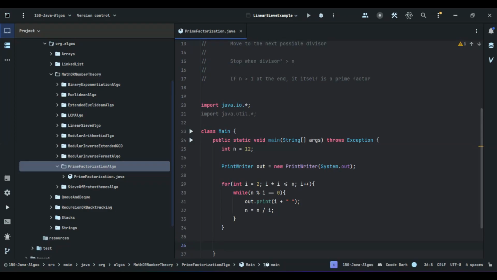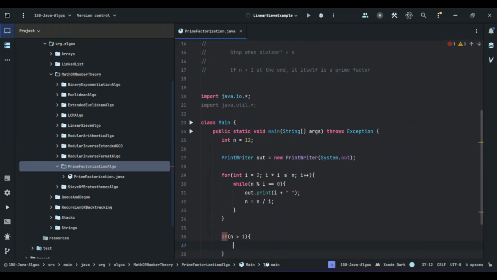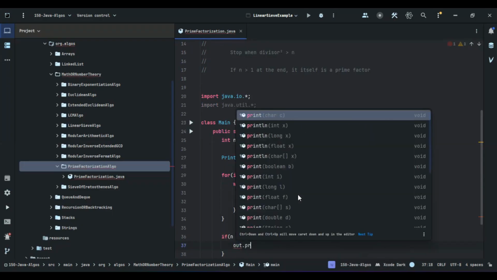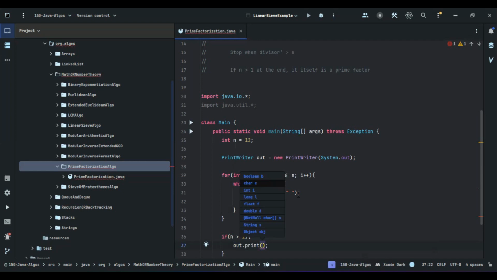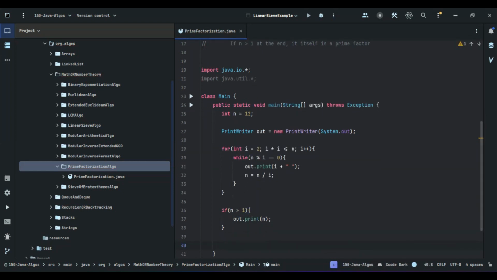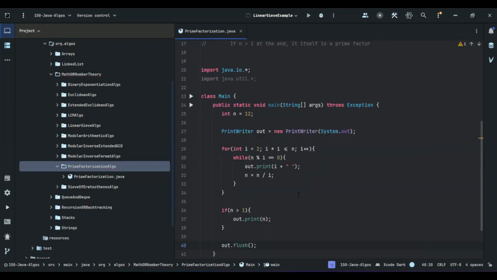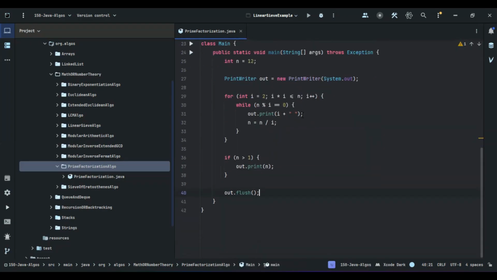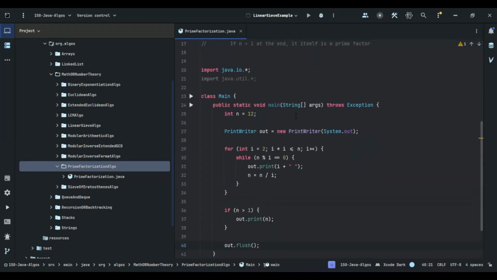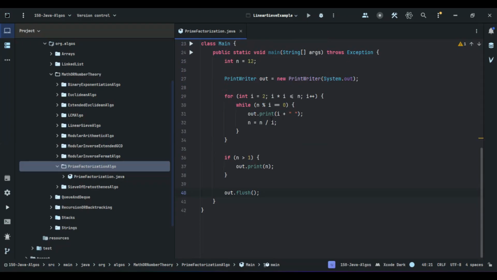Now if the remaining n is greater than 1, it is the prime factor itself. So if n is greater than 1, then let me go with out.print and pass n here. Let me come out of this one entirely. Now let me go with out.flush. This is it for the code. It's as simple as that.